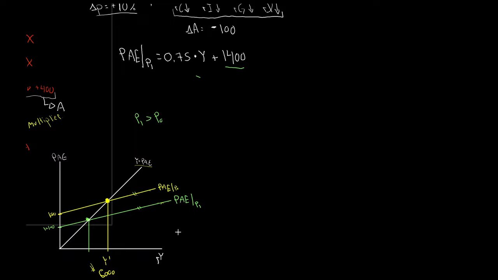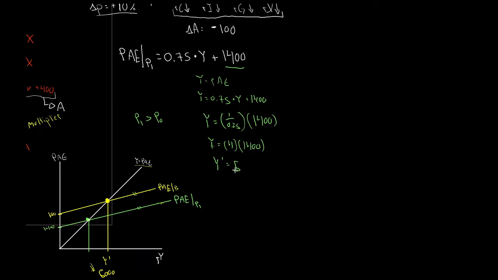So let's solve that. We're going to have y equals planned aggregate expenditure. That's y equals 0.75 times y plus 1,400. Going through all of our algebraic steps, I'm going to jump a bunch of them, but it's the same steps we did in the last case. We're going to get y equals 1 over 0.25 times 1,400. That's y equals 4 times 1,400, or we get a new Y prime of 4 times 1,400, yielding 5,600 as our new equilibrium level of national income.